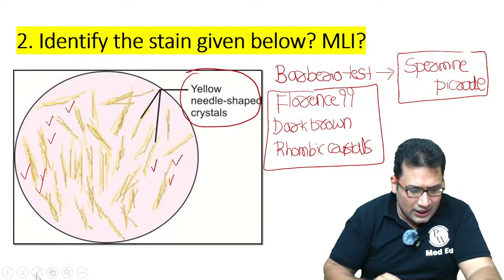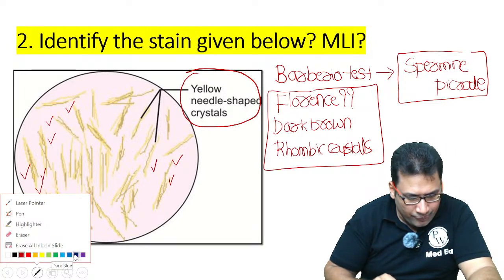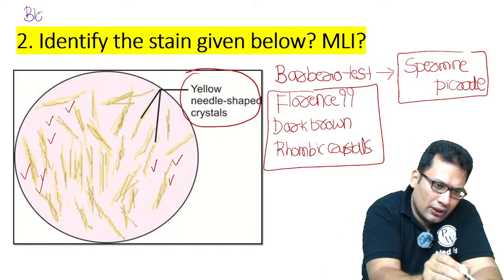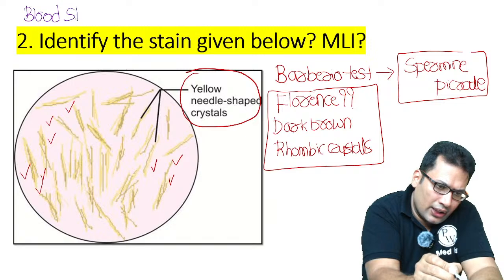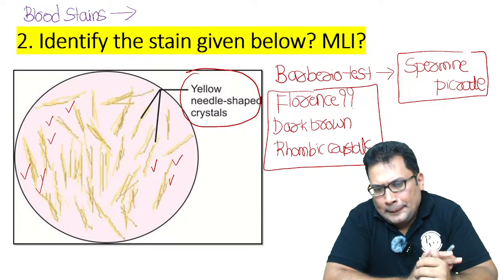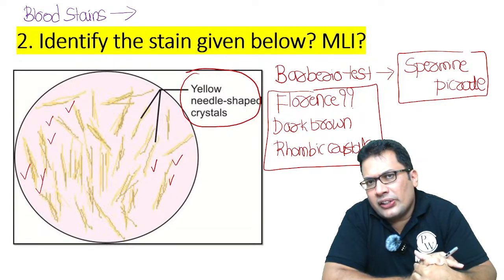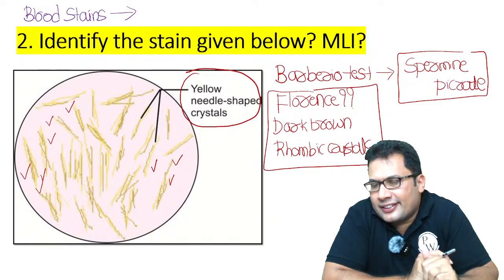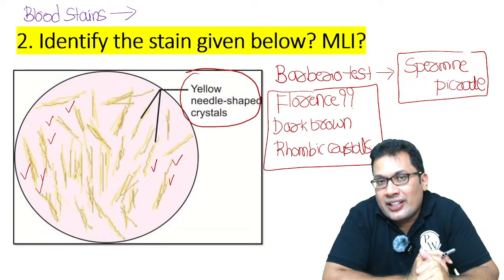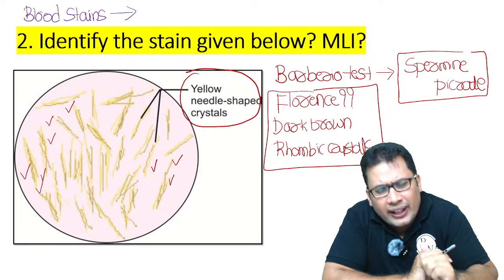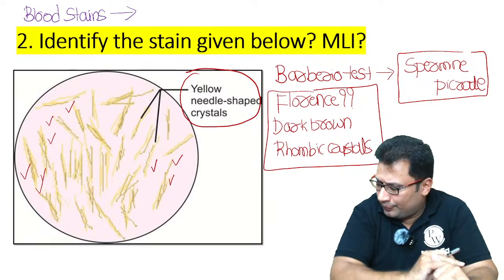Then a question can be asked about blood stain also. Blood stain, what are the tests for blood stain? Confirmatory test. What are the crystal tests in blood stain? Anyone? The hemoglobin combines with the reagent and forms crystals, hemochromogen crystals or hemin crystals. What are the named tests of blood stain? Very frequently asked in the forensics part.